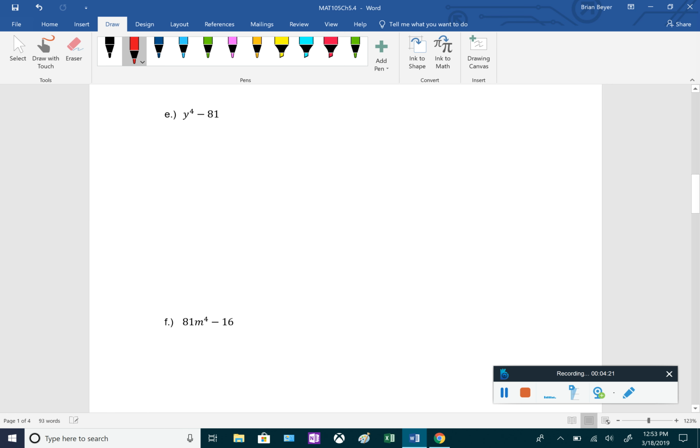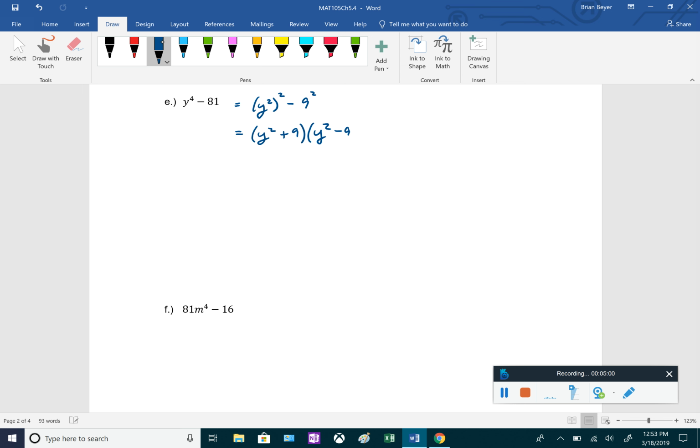Okay, for the next one, we have y to the 4th minus 81. I'm going to write this as y squared, squared, minus 9 squared. If you want to write it like that, it's easier to visualize what the terms are going to be in the next expression when you factor it. So y squared to the 2nd is the same as y to the 4th, and 9 squared is the same as 81. Once you have that written out, you can see that it's going to be y squared plus 9 times y squared minus 9.